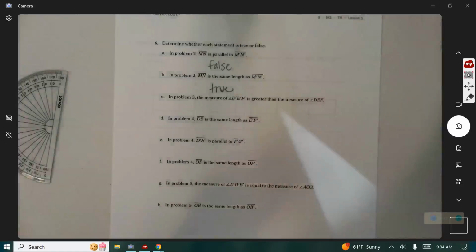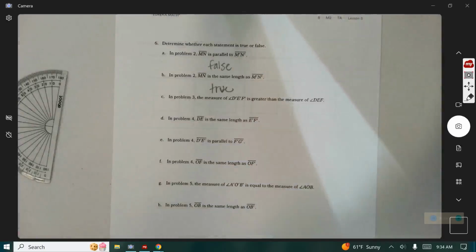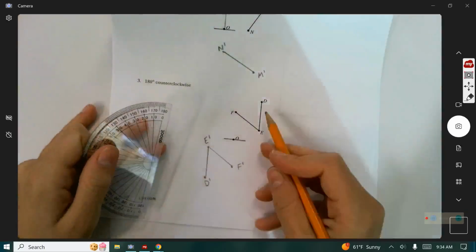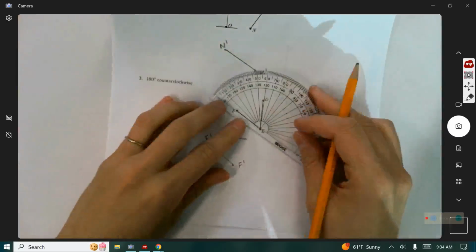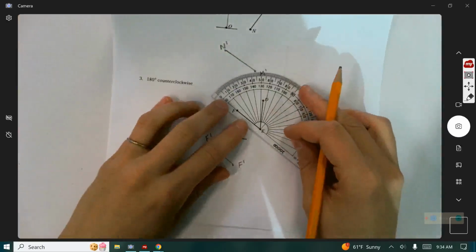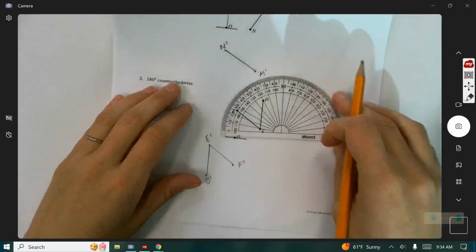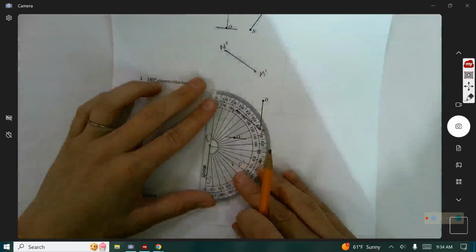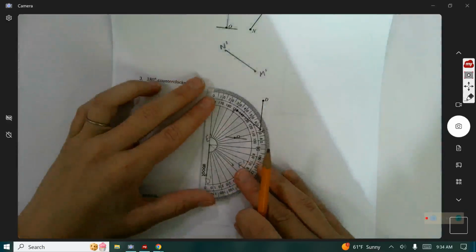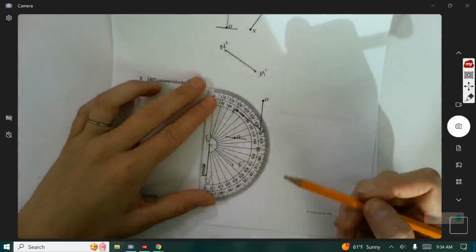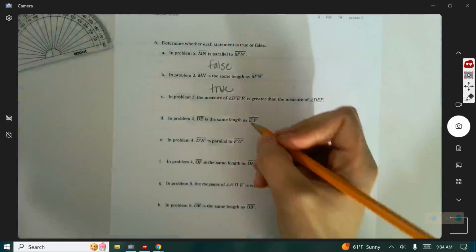In problem 3, the measure of angle D prime E prime F prime is greater than the measure of angle DEF. These angles should be the exact same. If I were to measure, it looks like it's about 55 degrees here and about 55 degrees there. So that is false.